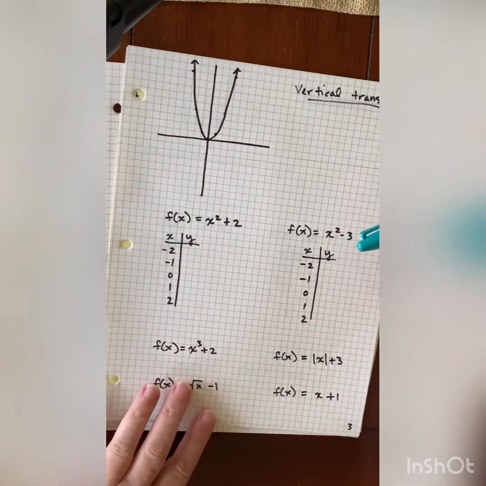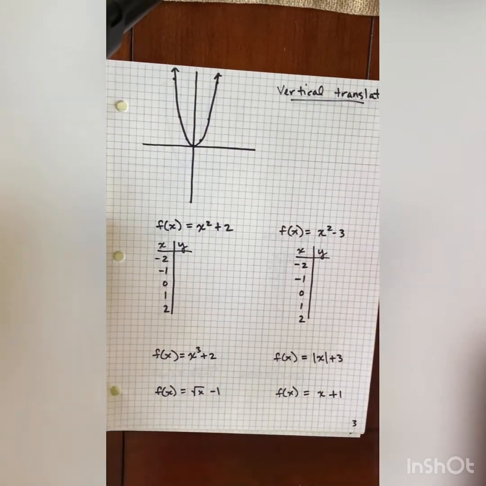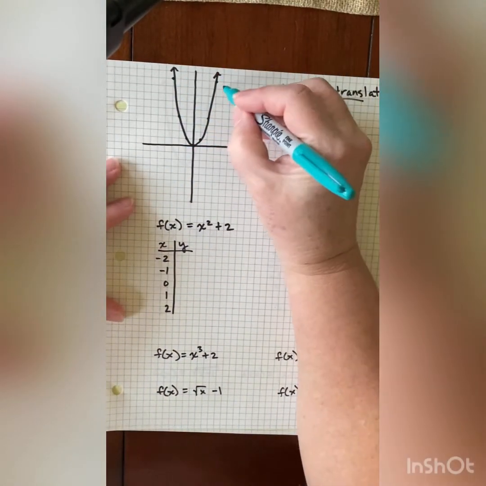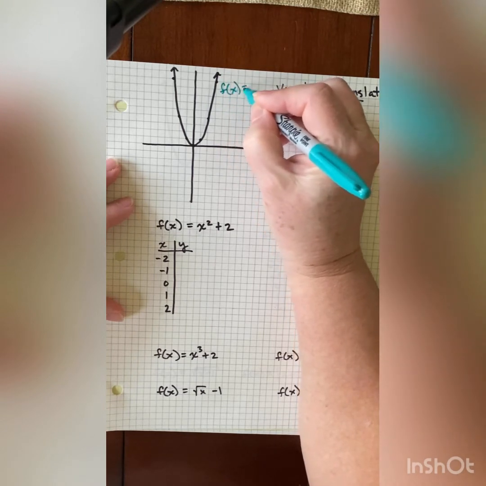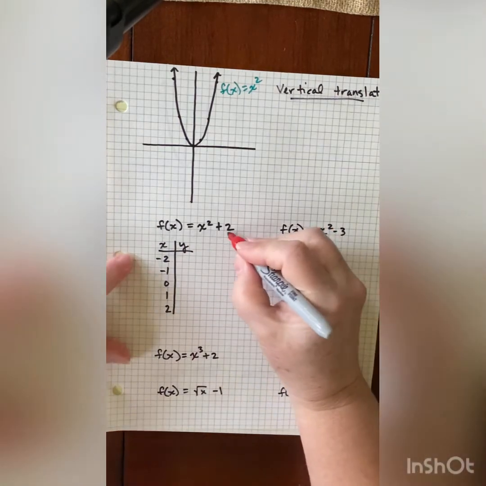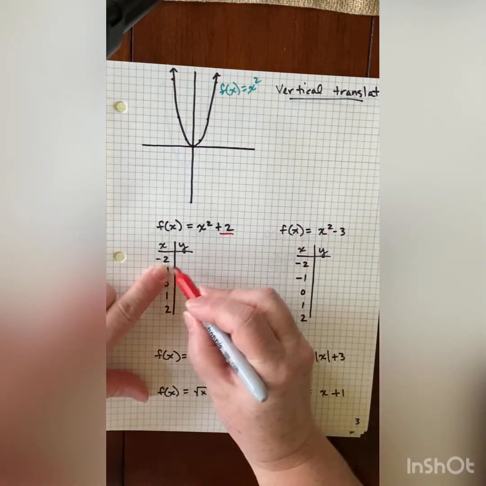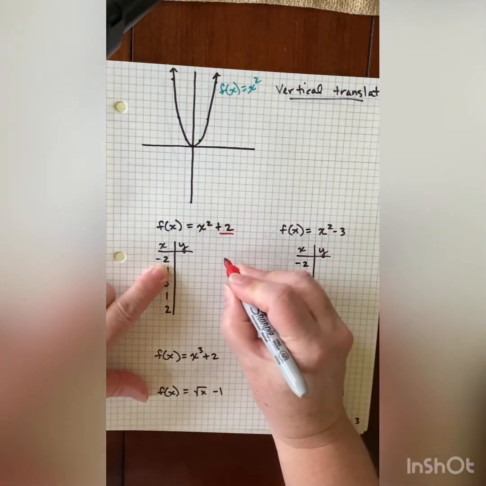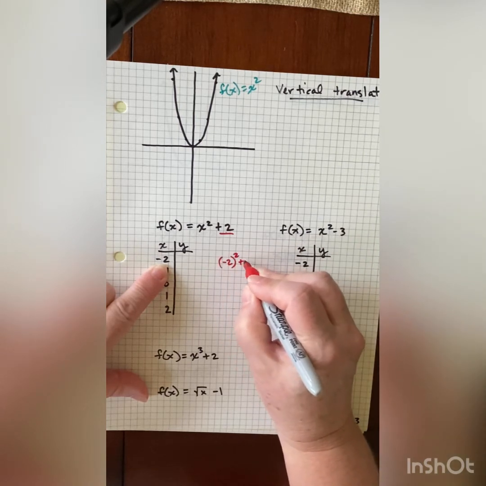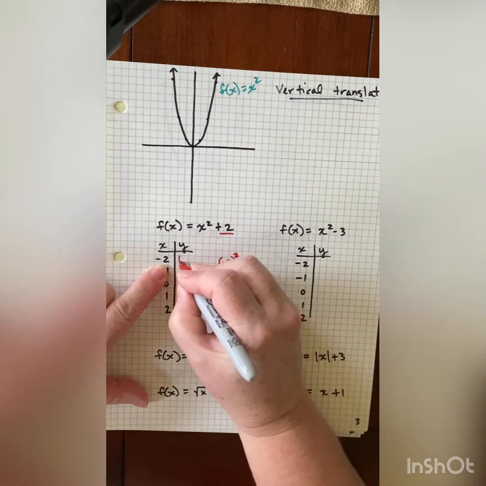Now we're going to look at some vertical translations. Here's our standard one, f of x equals x squared. Now I'm adding 2 on there, so I'm going to take my answer and add 2 to it. Let's put -2 in here. So I would have -2 squared, which gives me a 4, then +2 gives me a 6.